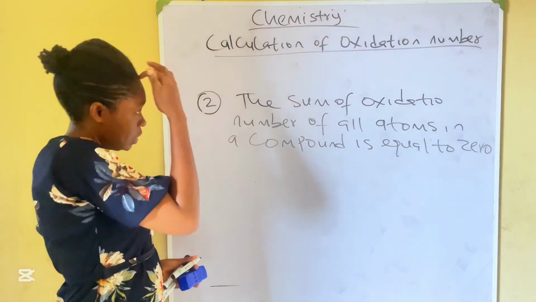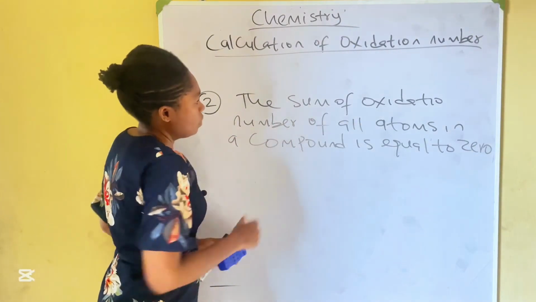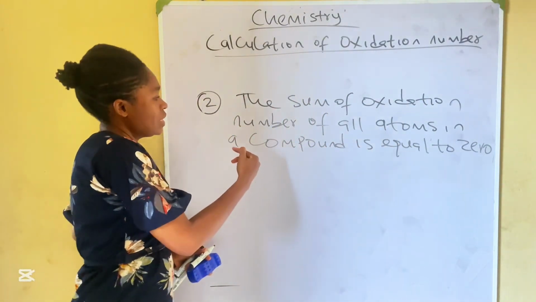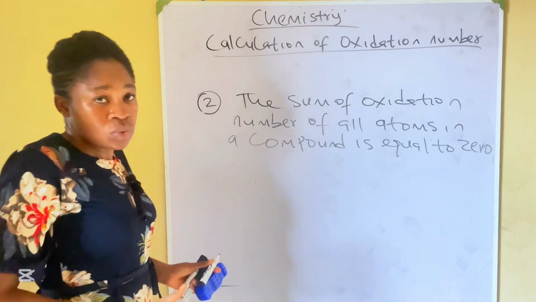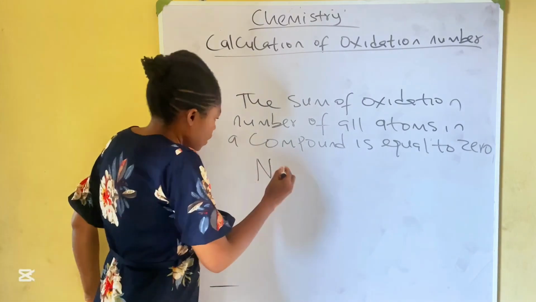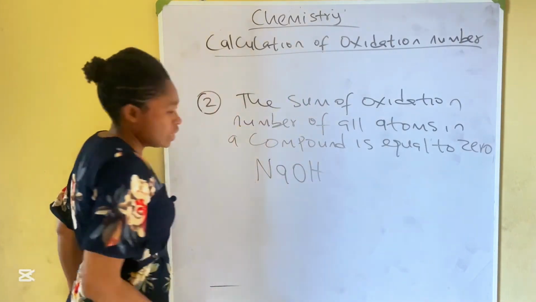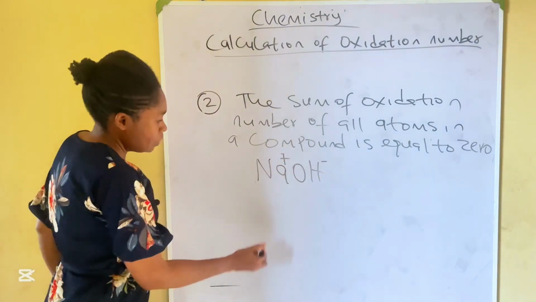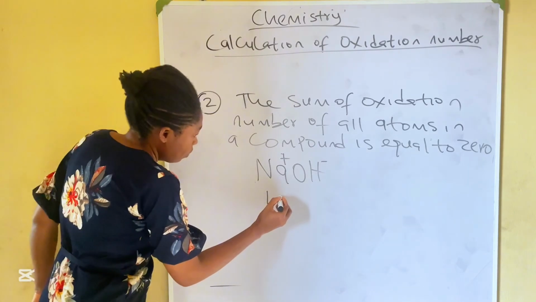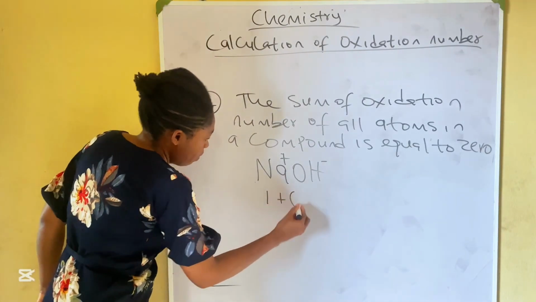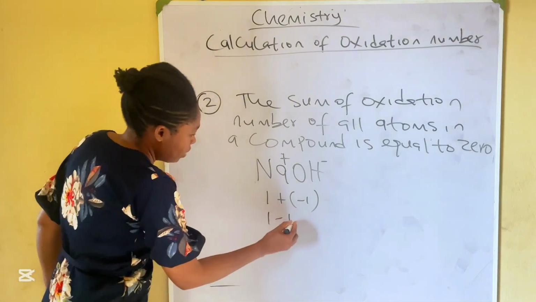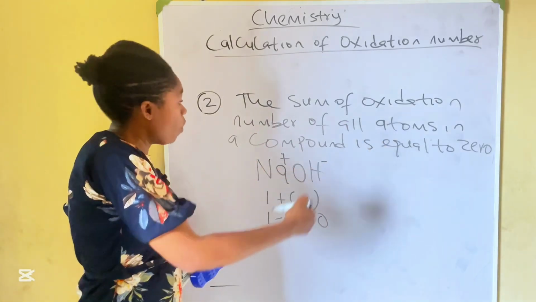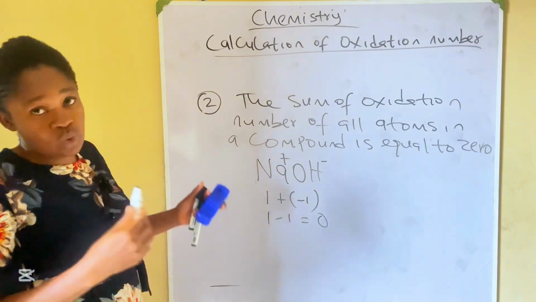Rule number 2: the sum of oxidation numbers of all atoms in a compound is equal to 0. So what do they mean? Look at this. This is sodium hydroxide. The charge on this is plus, this one is minus. If I sum this, +1 plus -1, that is 1 minus 1, equal to 0. So the sum of oxidation numbers of all the atoms in a compound is equal to 0.